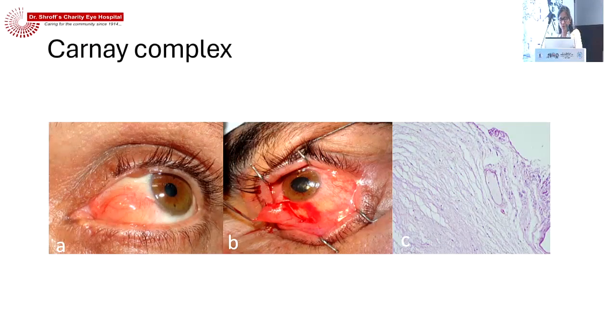Intraoperative diagnosis is possible because once we take out the lesion, it's very gelatinous, like a jelly. It's not a well-defined lesion. Sometimes they can extend to the orbit also along the extraocular muscle.